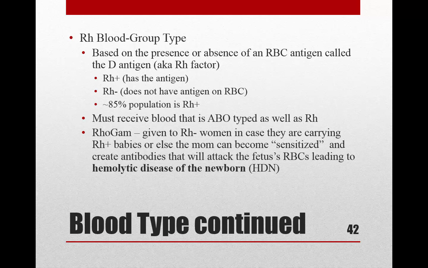The Rh, that's where the positive negative comes from. If it's positive, you have the antigen. If you're negative, you don't have the antigen. That's the D antigen. Most people have received blood that has been ABO, that has been Rh typed as well.